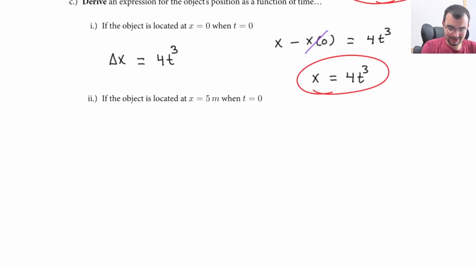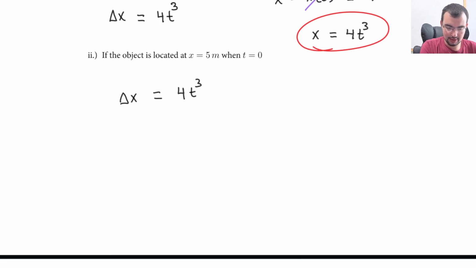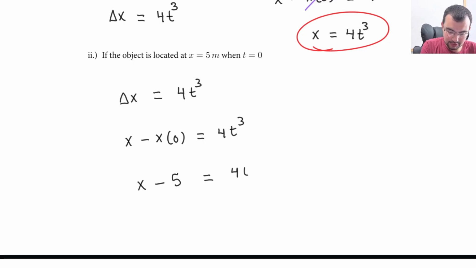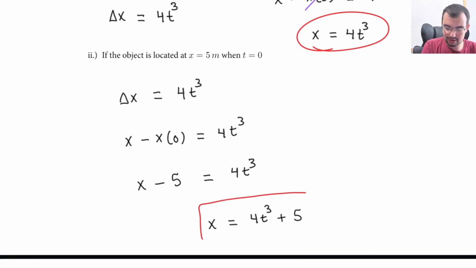And now you can probably guess what this is going to turn into if we want just to change the initial position. You can guess how I have to shift this to make it work. But again, just to show you formally, delta is final position minus starting position, and that's equal to my displacement. This time we're saying x of 0 is 5, so x minus 5 is equal to 4t cubed. You see this essentially is just a different y-intercept. Again, the slope tells you nothing about the y-intercept, so we needed some extra info to determine that.